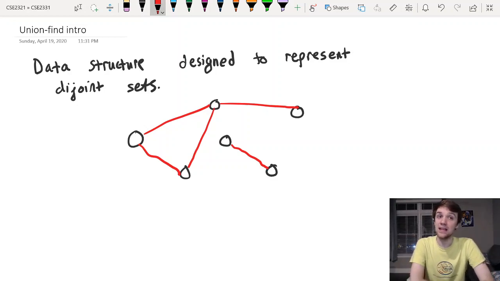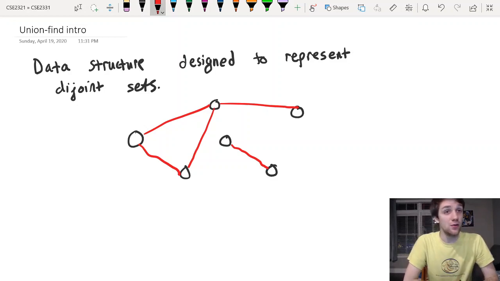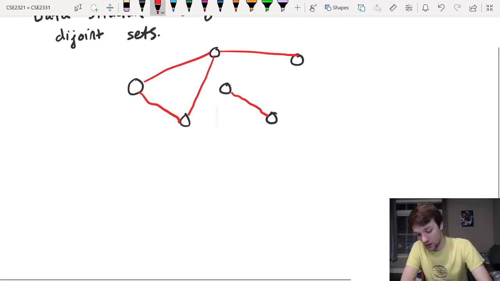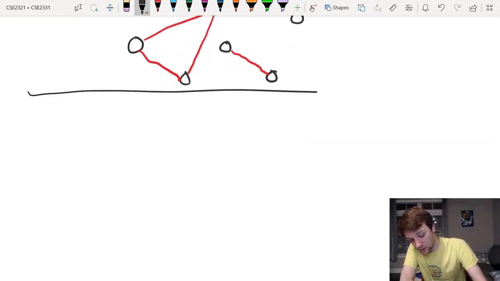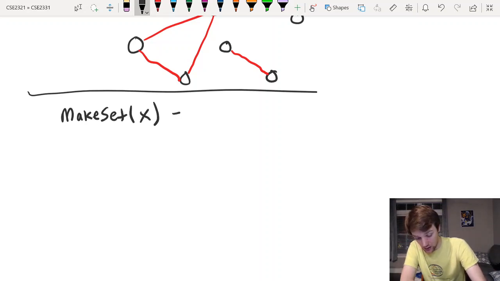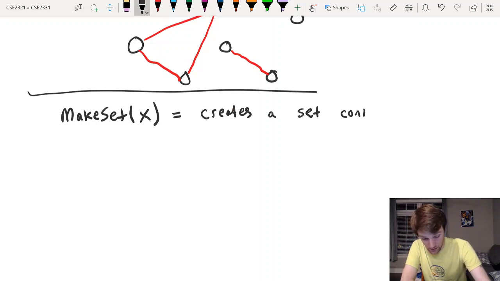We'll understand it by thinking about what operations we can do with this data structure. There are going to be three primary operations, arguably four, that we will use to talk about this data structure. So, one of the operations will be the idea of making a set out of a thing, which creates a set containing only X. That's one of the operations.